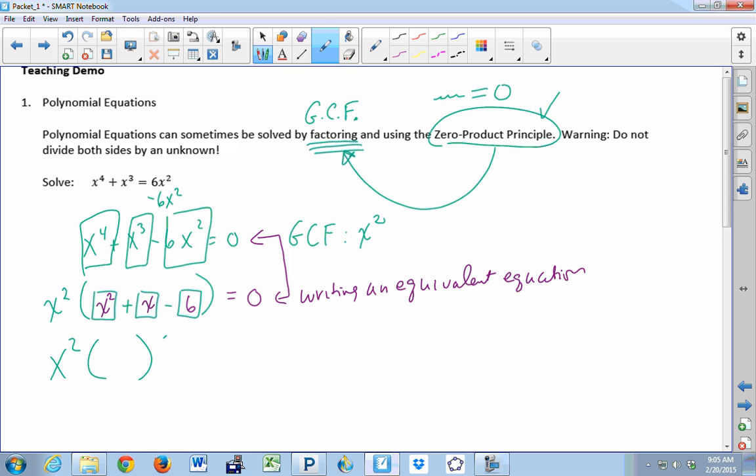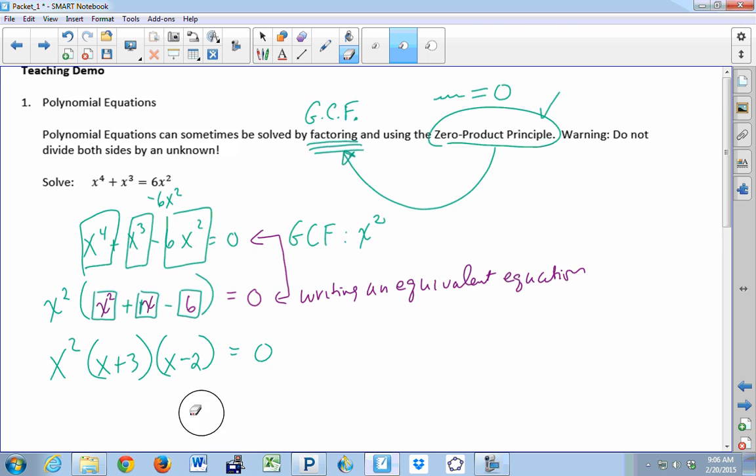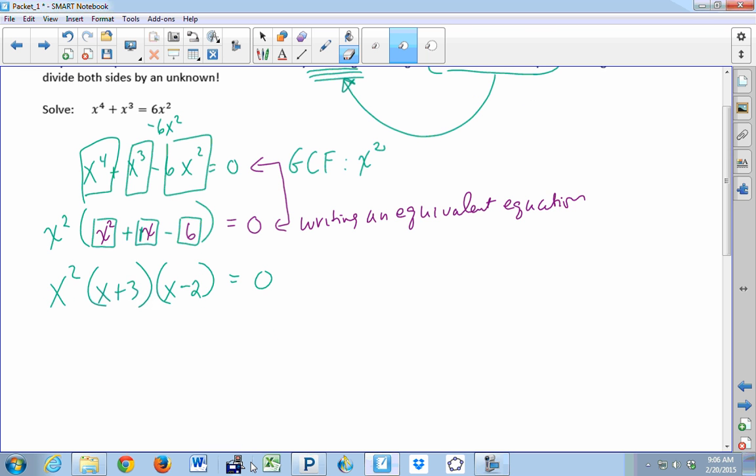I create my 2 binomials, and I say x times x, and I know it's 3 and 2, but I know one has to be positive and one has to be negative because it's a negative 6. So which one's going to be negative? 2, and 3 is positive, because when I add those, I get the plus 1 that's right here. So I put x plus 3, x minus 2, and it doesn't matter which order I put those factors because multiplication is commutative. And now I have 3 factors.